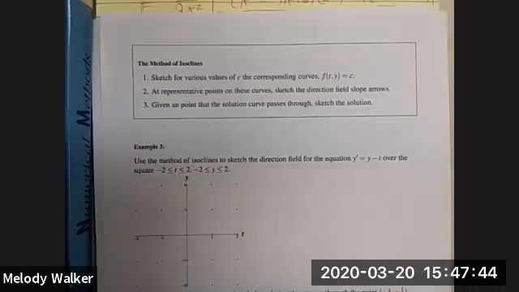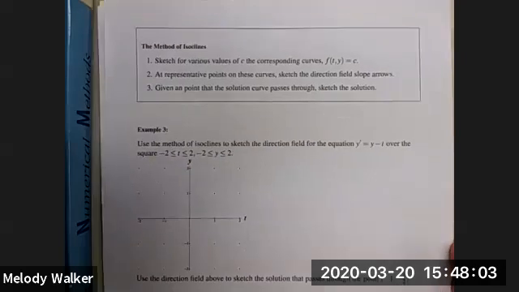Okay, so the method of isoclines. First, you're going to sketch various values of C corresponding to those isoclines, f of t, y equals c. At representative points on the curve, you're going to sketch the little arrows. And then given a point that the solution passes through, you can sketch a solution, okay?